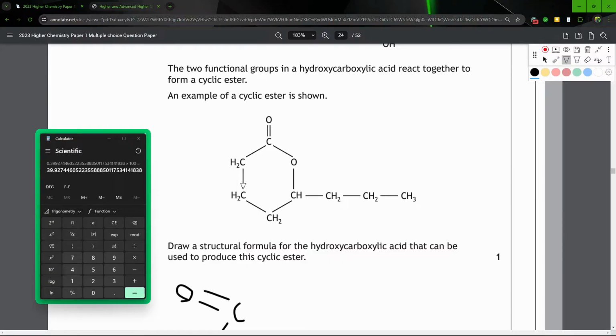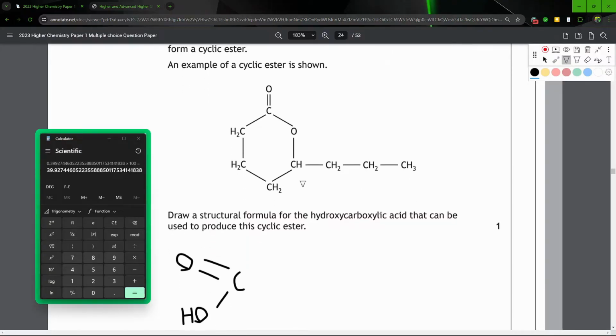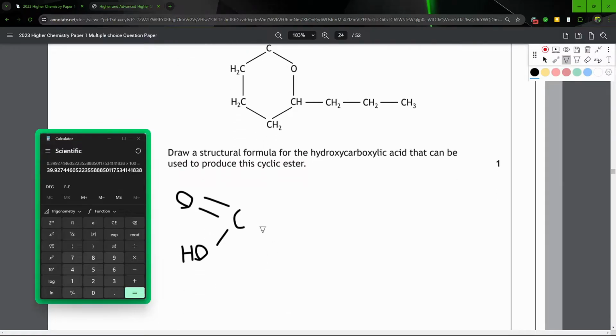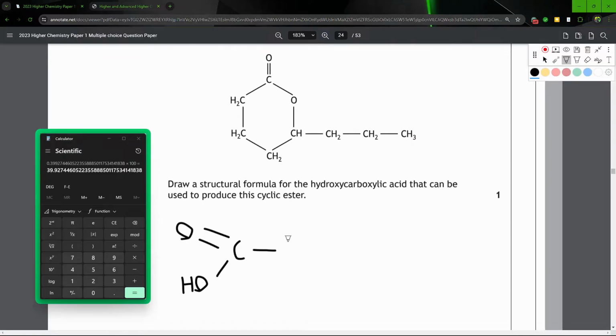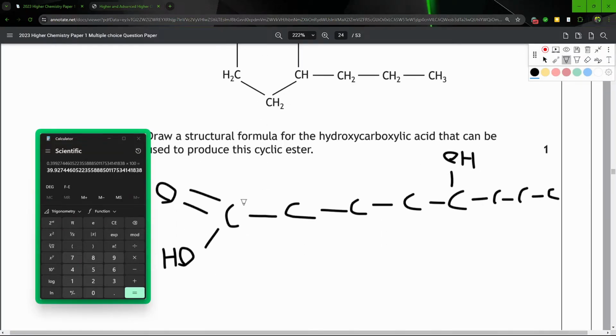And then we go CH2, CH2, CH2, CH2, and then it looks like we'll have our alkyl group here. Alkyl group, hydroxyl group. So that we have C, and then OH. Probably best to put it to the side. And then C, so 3 more C's. And then all we have to do is populate these C's with hydrogen.